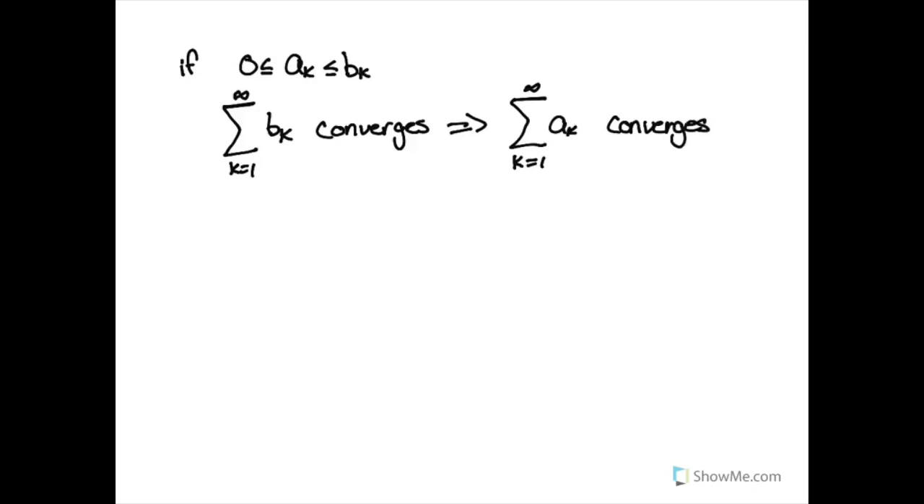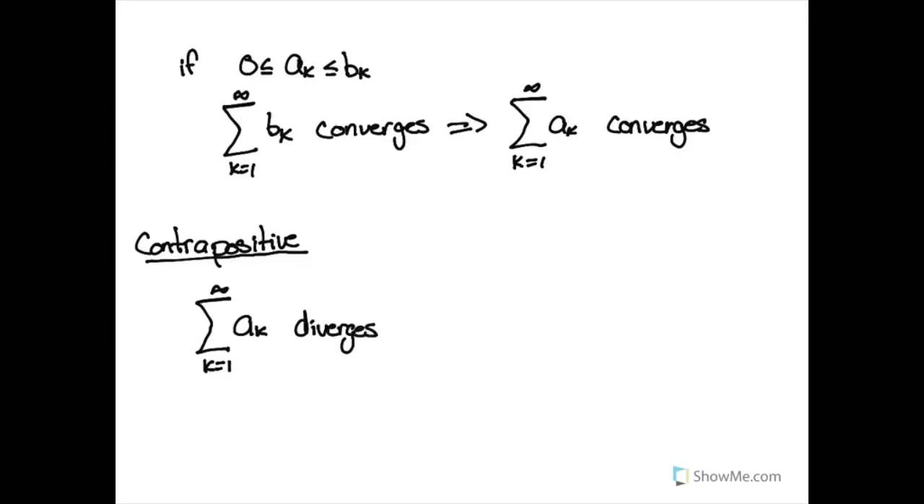Now what's the contrapositive to that statement? Well, the contrapositive is again, if 0 is less than or equal to ak less than or equal to bk, if the series ak does not converge, or in other words, the series ak from 1 to infinity diverges, well then that implies that the larger series bk also does not converge, or diverges. bk from k equals 1 to infinity diverges.